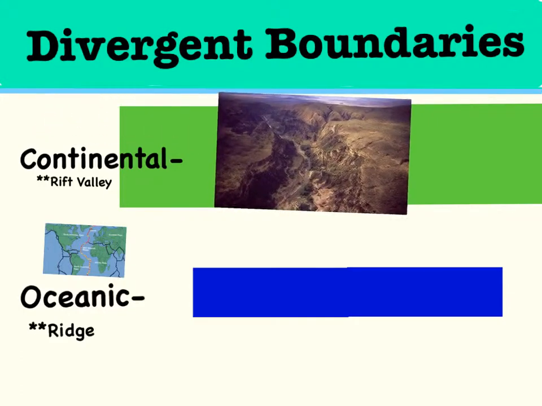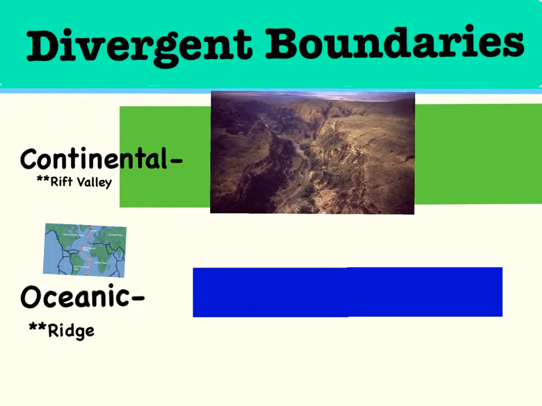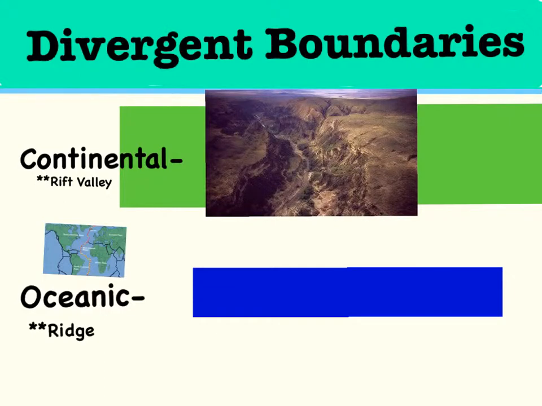An example of where this has happened is at the Great Rift Valley in Kenya. You can see right here where it started, and then it separated off, going out.